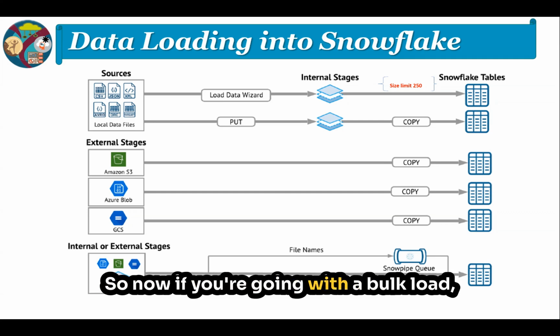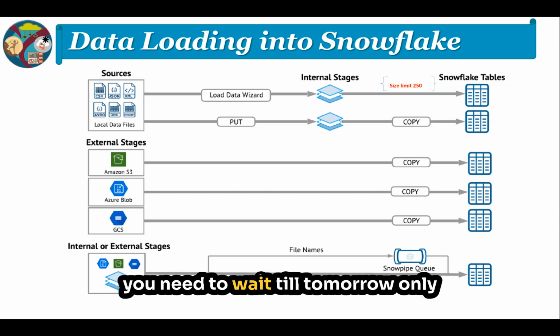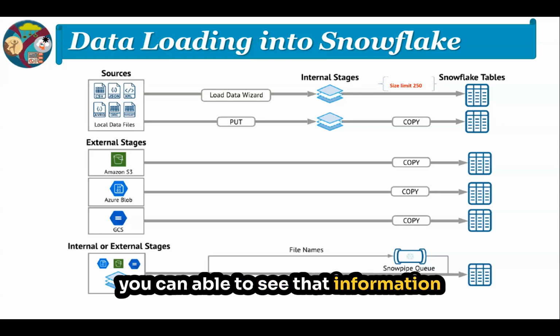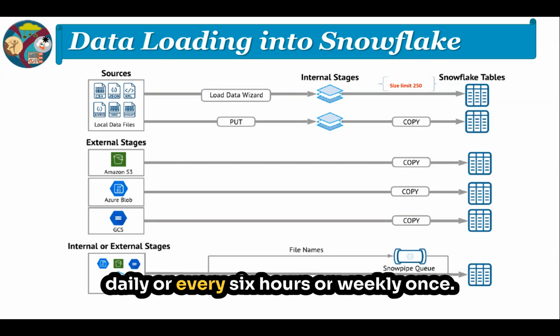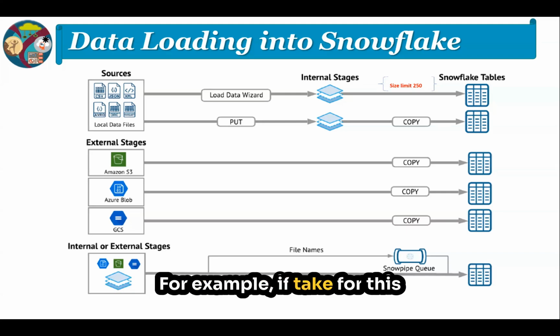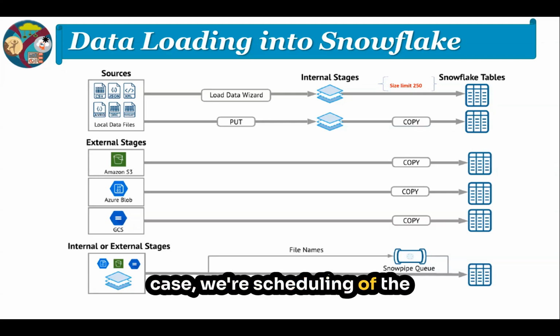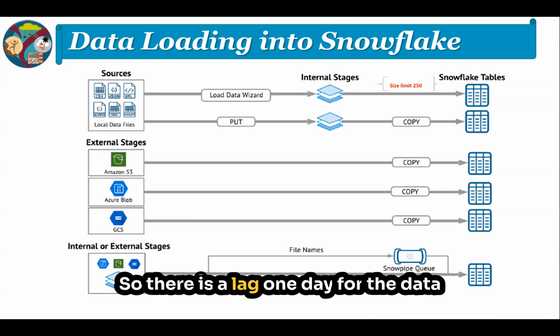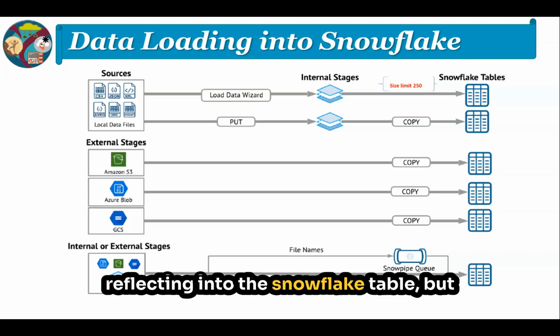So now if you are going with a bulk load, you need to wait until tomorrow to see that information, because I'm going to schedule that bulk load once a day, or every 6 hours, or weekly once. It depends on the business use case. For example, in this case, you are scheduling the job daily once. So there is a 1 day lag for the data reflecting into that Snowflake table.